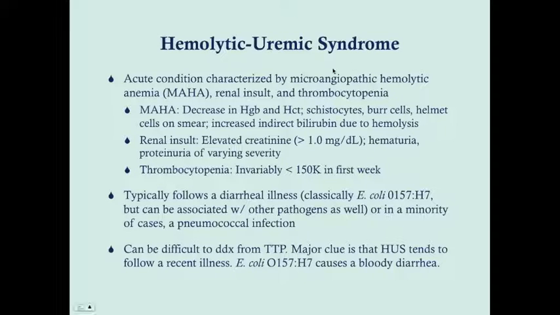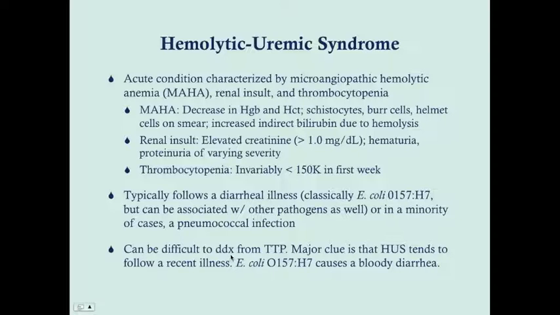Typically, hemolytic-uremic syndrome will follow a diarrheal illness, and classically it's E. coli O157:H7 strain. But it can be associated with other pathogens as well. Particularly, Streptococcus pneumoniae can produce a neuraminidase that can lead to HUS. So there are really a lot of infections that can lead to HUS, but the classic one is the diarrheal illness, and that's going to be the one you'll see most often.